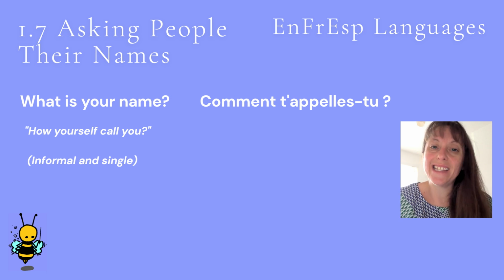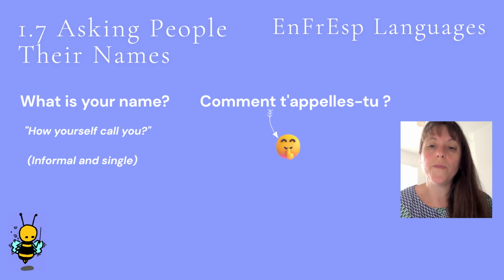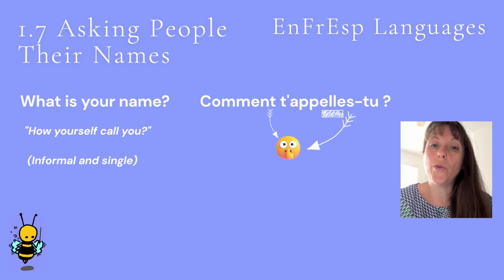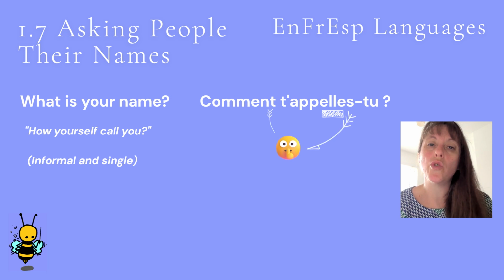Let's look at the pronunciation of this phrase. The T at the end of comment is silent. The double L in appel makes the E before the L's say e, and the S at the end of appel is silent. And the U in tu makes a short oo sound.